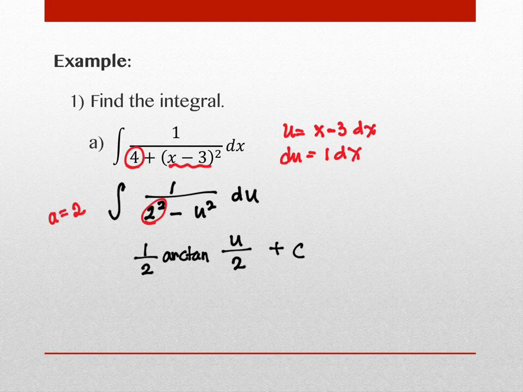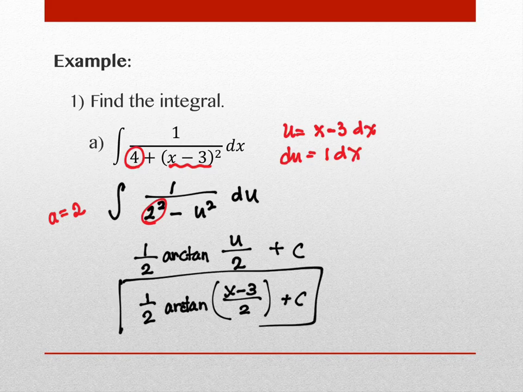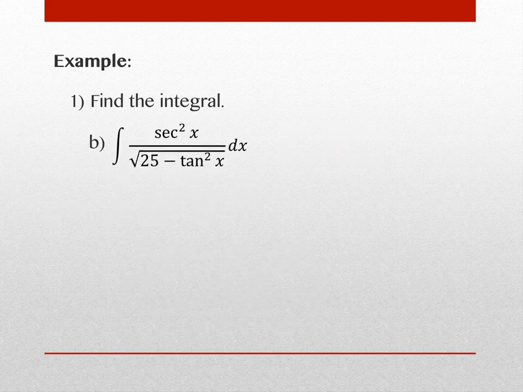Of course, we can't end there. We need this arctangent u to be an arctangent x. So we have arctangent of, and then the u is x minus 3, still over the 2, and plus c. Okay, so again, the u substitutions, they're not very exciting. We're going to do one on the next one. It's going to be a little bit more interesting.